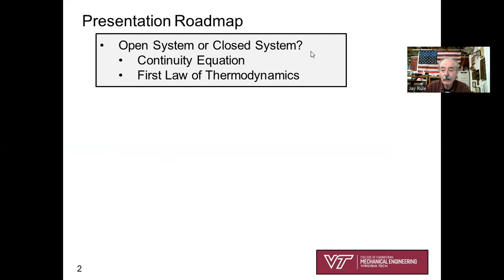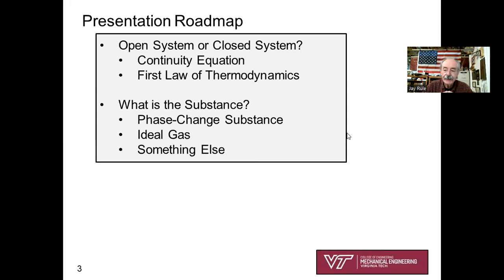So here's the roadmap that I want to cover. First, once you've read your problem, you've got to decide, it's almost like step zero, even before a sketch: do I have an open system or a closed system? And quickly we'll review, does the continuity equation come to your mind? Does the first law of thermodynamics come to your mind once you've decided open system or closed system? Next decision that you're faced with is, what substance am I dealing with? Do I have a phase change substance, or do I have an ideal gas, or do I have something else? Those are the decisions you have to make.